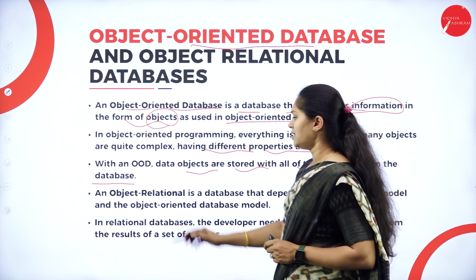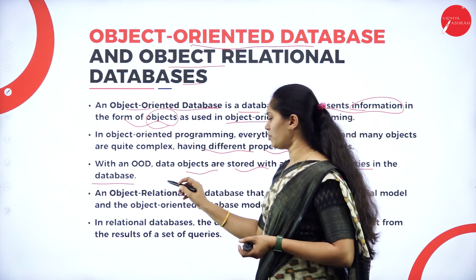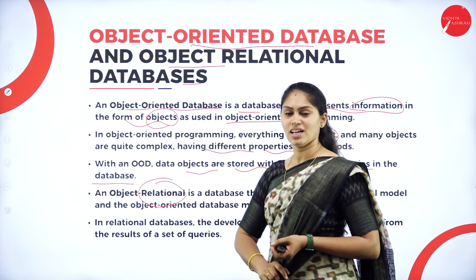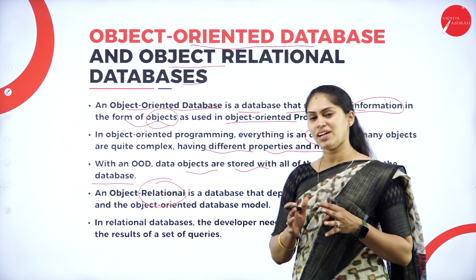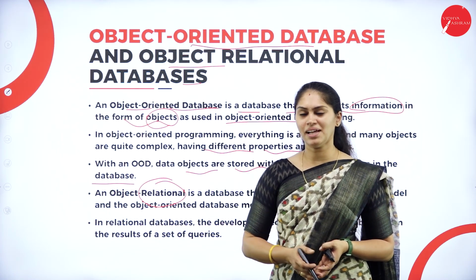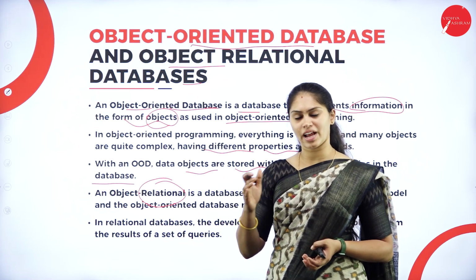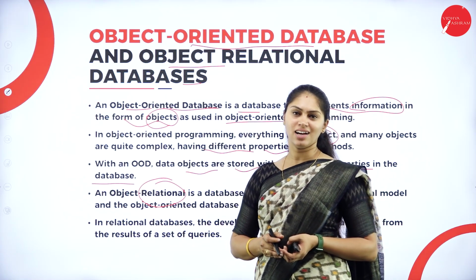And also, then what about the object relational database? Already we know about a relational database, that is, we are representing every data in terms of tables or relations. So if it is a table, it will be a collection of rows as well as columns. If it is a row, records. If it is a column, field or tuples.